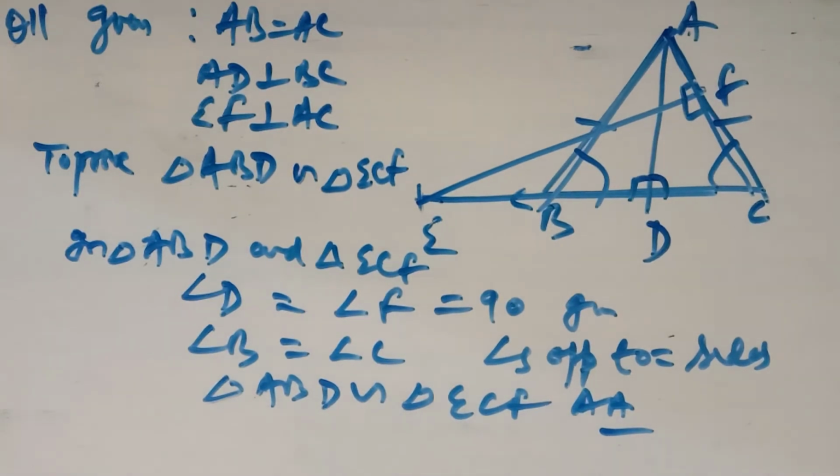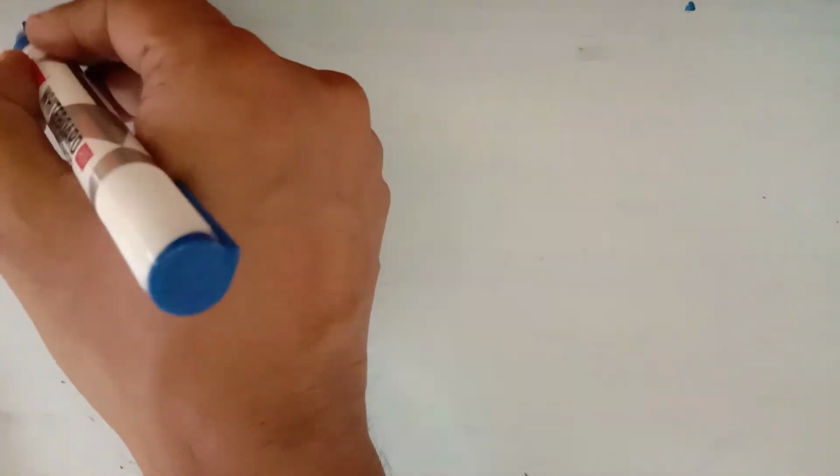So it is a very easy question. That is question number 11, somewhat easy question. Now in question number 12, read the question number 12.